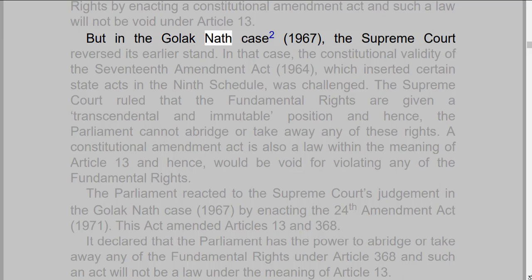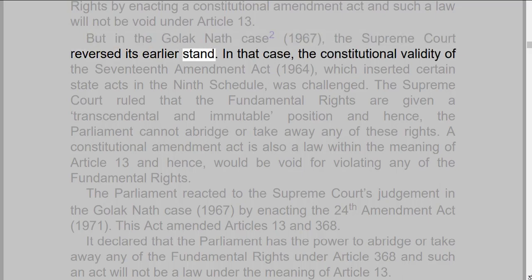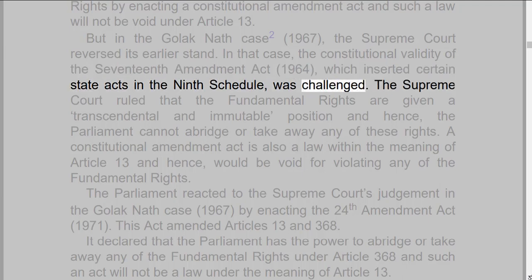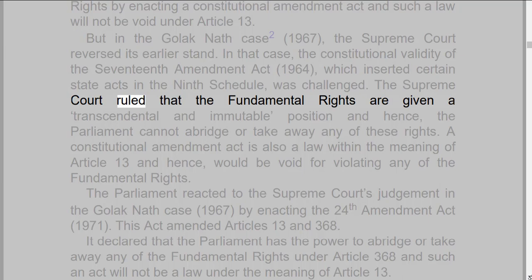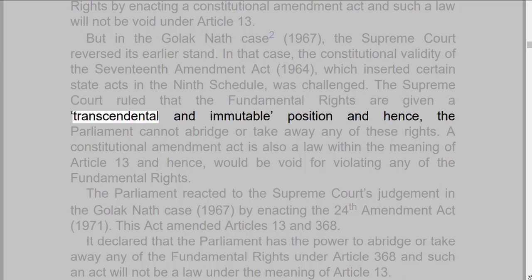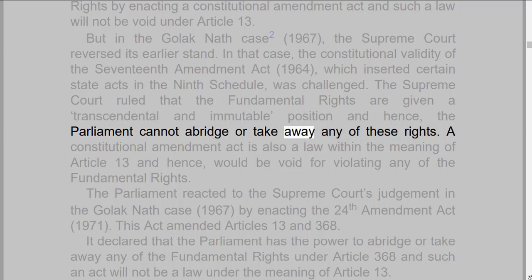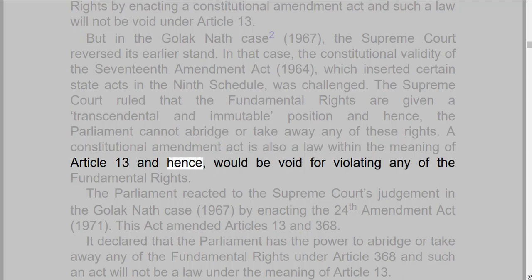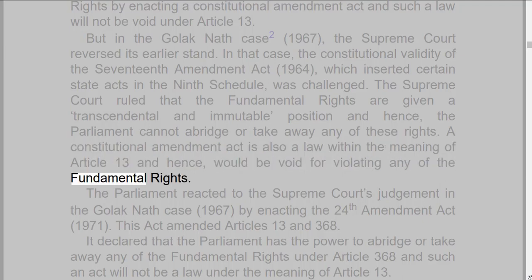But in the Golak Nath Case 2, 1967, the Supreme Court reversed its earlier stand. In that case, the constitutional validity of the 17th Amendment Act, 1964, which inserted certain state acts in the 9th Schedule, was challenged. The Supreme Court ruled that the fundamental rights are given a transcendental and immutable position, and hence, the Parliament cannot abridge or take away any of these rights. A Constitutional Amendment Act is also a law within the meaning of Article 13, and hence, would be void for violating any of the fundamental rights.